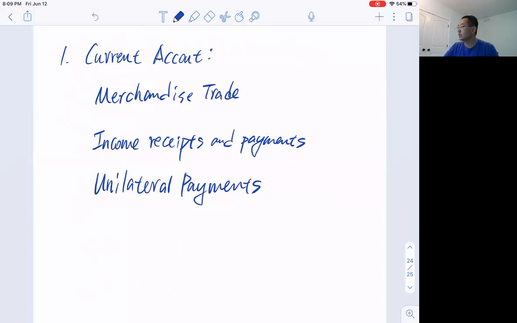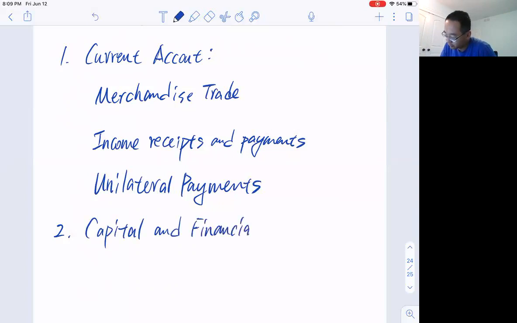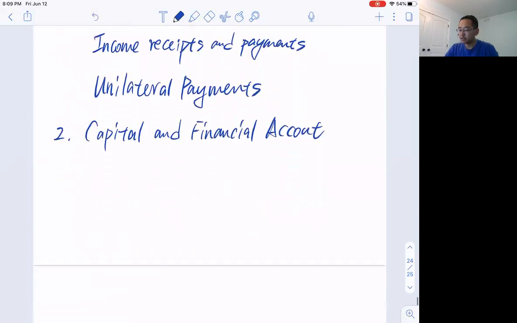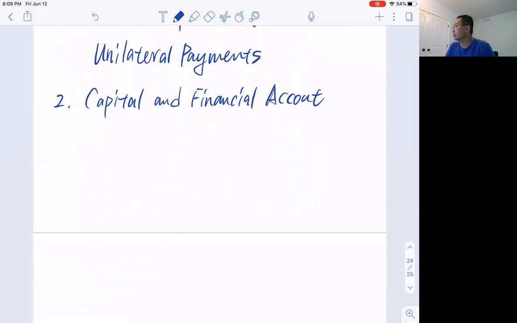The second type of sub-account under your BOP is the capital and financial account. Some textbooks will separate the two and tell you there are three accounts under the BOP, but it is more standard to combine these two and call it the capital and financial account. So this one includes all the transactions of capital transfers.